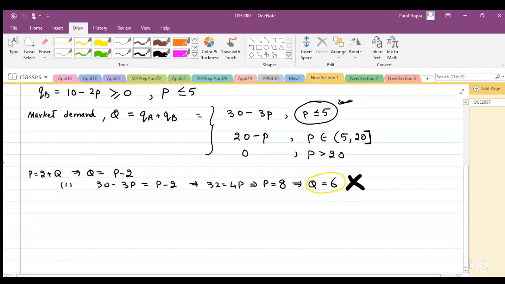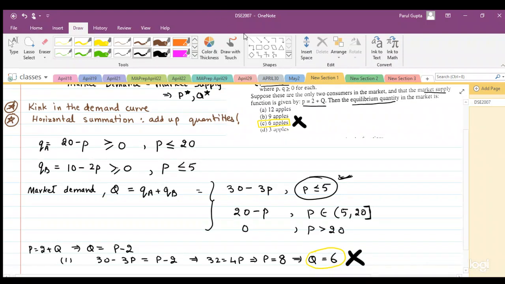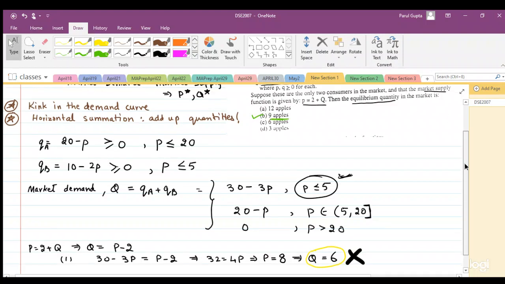So in this case we will need to check for the other segment as well, which will give us 20 minus P equals P minus 2, which is 22 equals 2P. So P equals 11. Putting this back into the supply curve gives us Q equals 9. So here we get the correct answer. Let me erase the incorrect one. The correct option here is now option B, that is 9 apples. This is the equilibrium quantity as we have obtained from this.